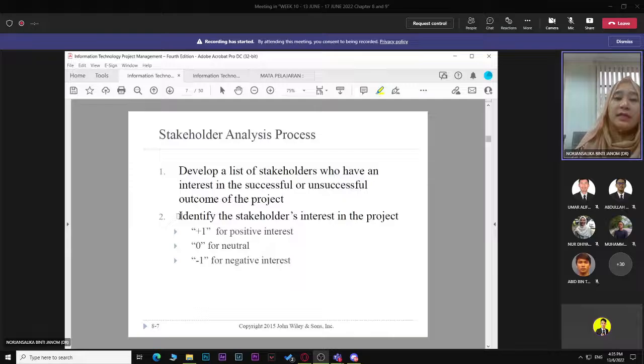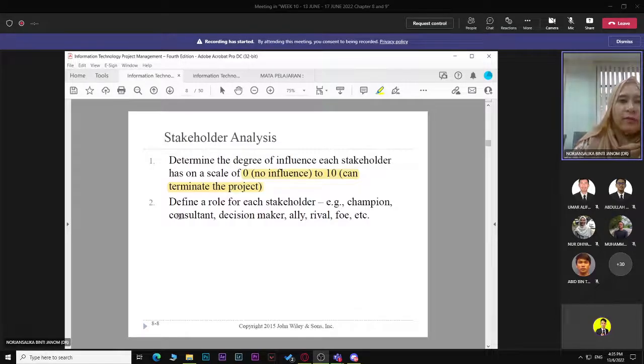You might need to list them out also, because if there is anyone you think might be involved, especially staff who were dismissed and have records and so on, you need to be careful. So if they have an interest, you need to further identify their influence. It can be 0 for no influence at all, or 10 for highly influential. Their influence is so strong that they have the power to terminate the project, for example your project sponsor itself.